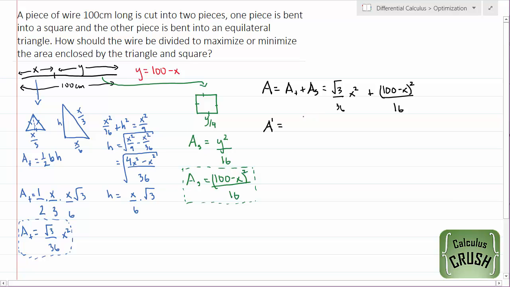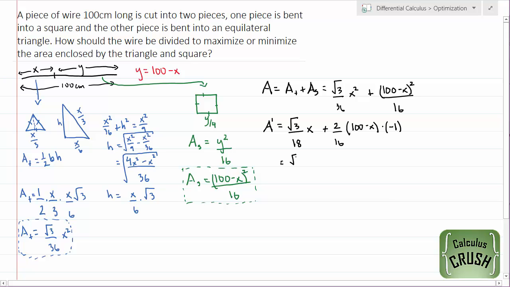So the derivative of this first term, we bring a 2 down, and we have root 3 over 18 times x. So remember the 2 goes in front, 2 over 36 is just 1 over 18. Plus, I'm going to use the chain rule here. The 2 comes down in front, times 100 minus x to the power of 1 times the derivative of the inside. The derivative of 100 is 0. The derivative of minus x is minus 1.